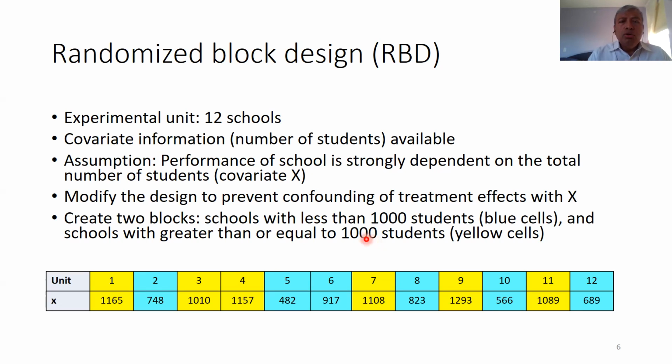So instead, what we do is we think about a blocking approach, right? So we create 2 blocks. We divide the population of schools with less than 1,000 students, let us say, as represented by the blue cells. So these schools have enrollments less than 1,000. So this is one block. And then the schools indicated in yellow are the schools which have enrollments above 1,000, right? So they represent another block. So these are the yellow cells.